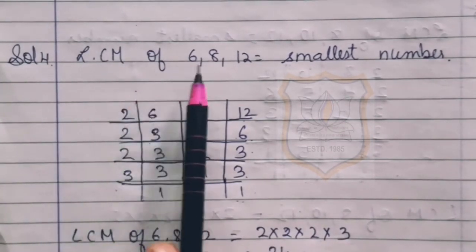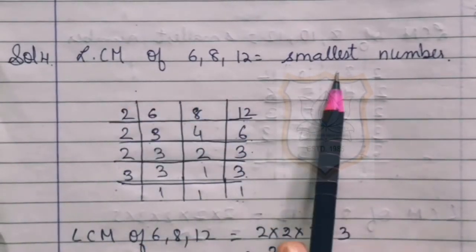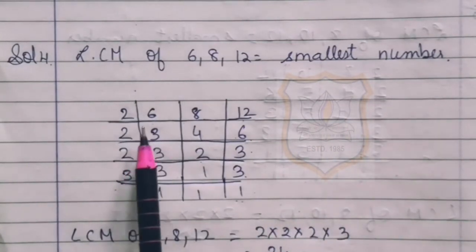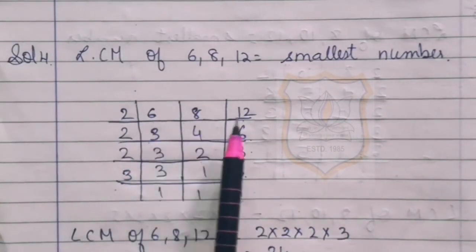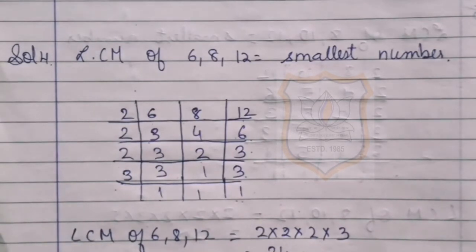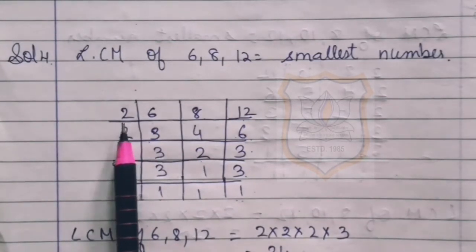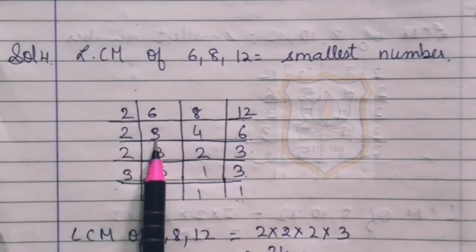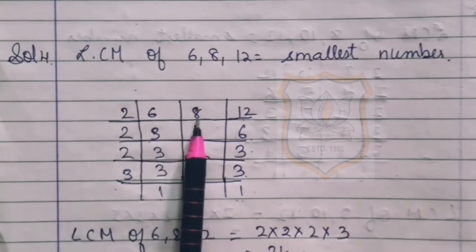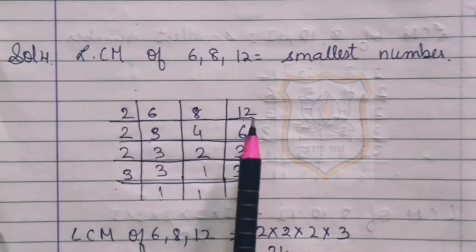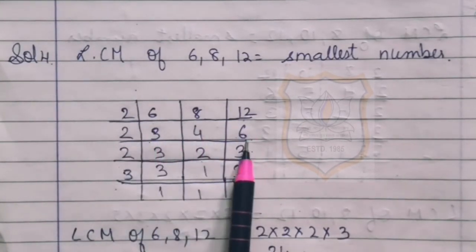Here the LCM of 6, 8 and 12 is equal to the smallest common number. So we will write 6, 8 and 12 here and find out with which number these numbers are divisible. First we will take the smallest prime number, that is 2. We will divide 6 by 2, we will get 3. By dividing 8 by 2 we will get 4, and by dividing 12 by 2 we will get 6.